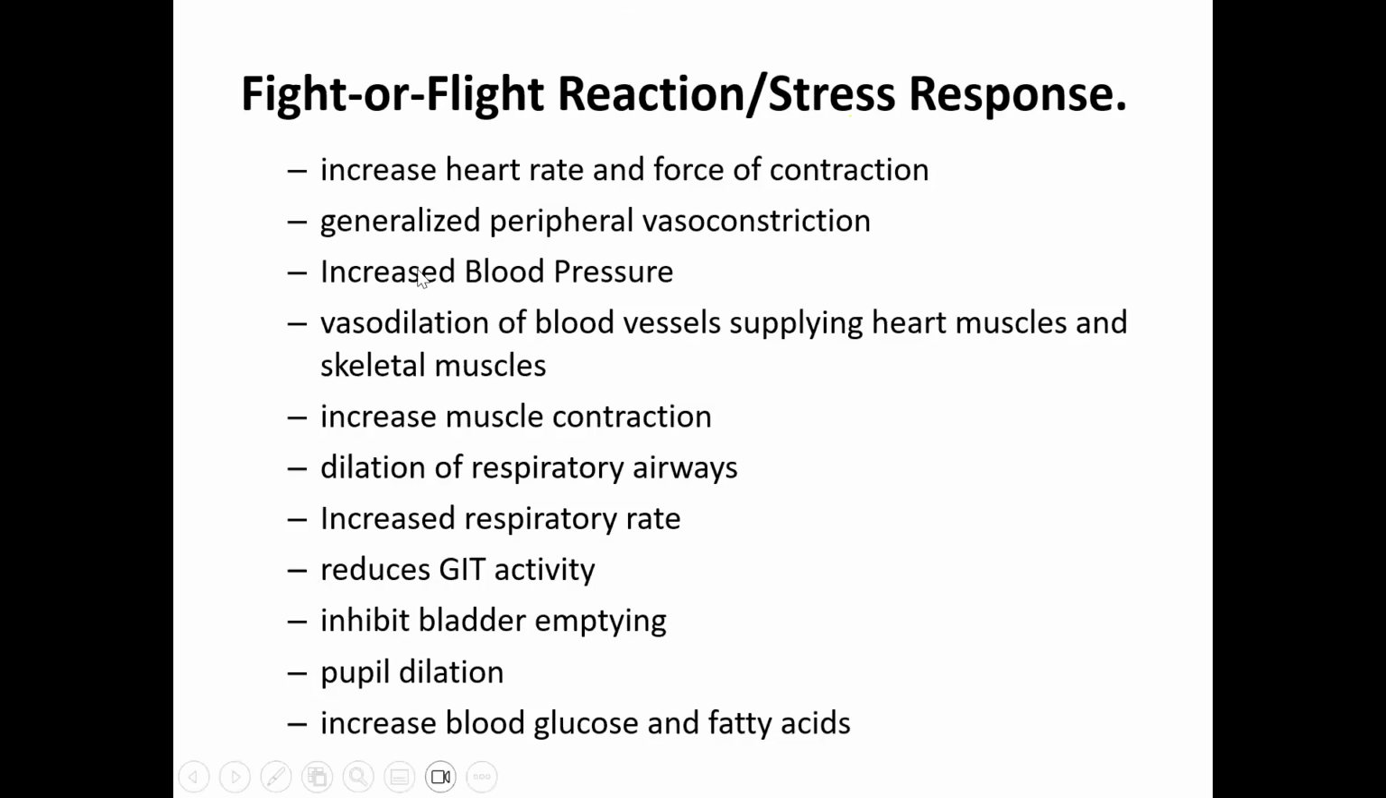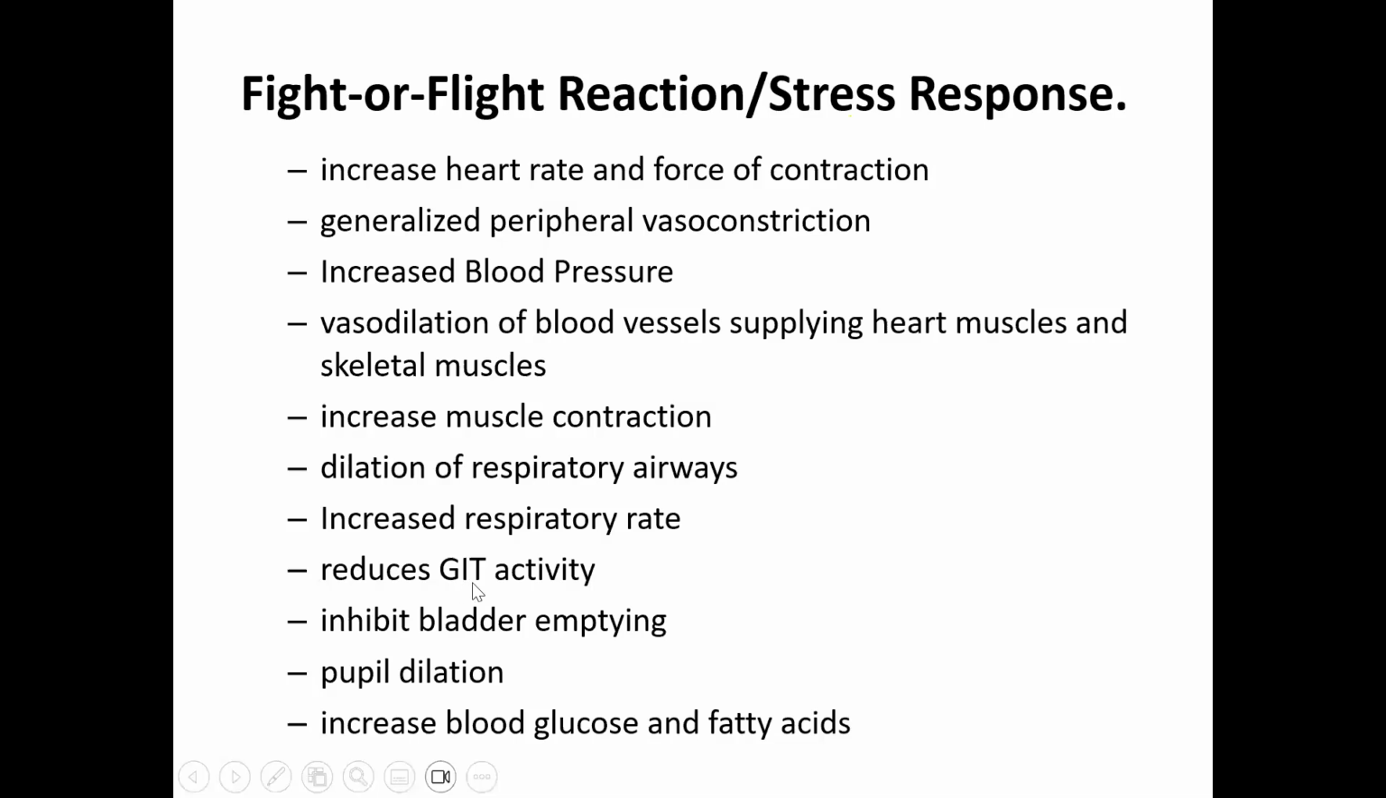As a result of vasoconstriction, the blood pressure will increase because the resistance increases by vasoconstriction. The force with which the muscle contracts will increase. Your respiratory airways, like your trachea and bronchi, will dilate. Their diameter will increase so that more air can enter your body and more air can leave. You can get more oxygen and remove more carbon dioxide. So there is dilation of respiratory airways, and your breathing rate or respiratory rate will also increase.